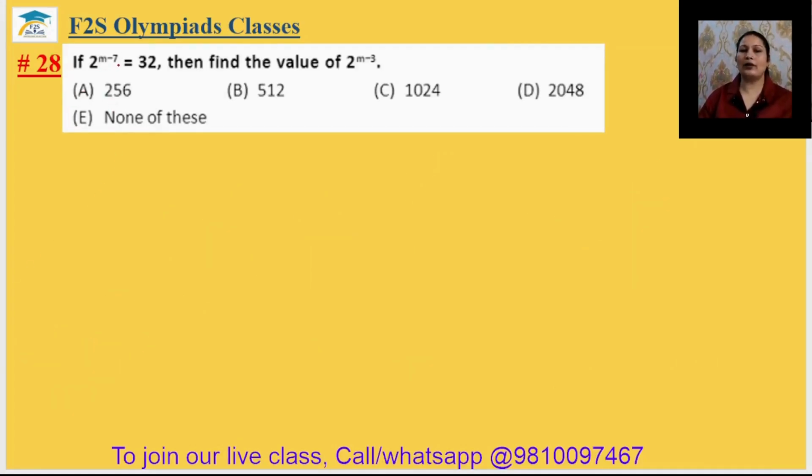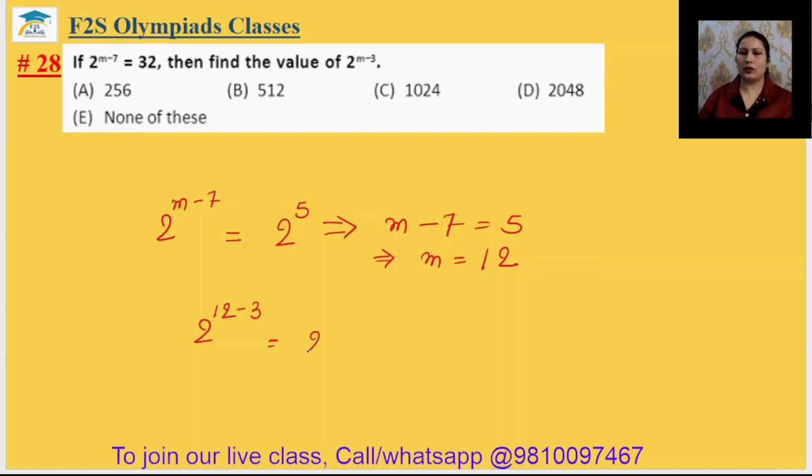Question 28. 2 to the power m minus 7 equal to 32. 32 can be written as 2 to the power 5. Bases are the same, so we can equalize the powers. This implies m minus 7 equal to 5, so m equal to 12. Now we have to find 2 to the power m minus 3, meaning 12 minus 3, so 2 to the power 9. And what is the value of 2 to the power 9? It is 512. This is in option B. So the 28th answer is option B.